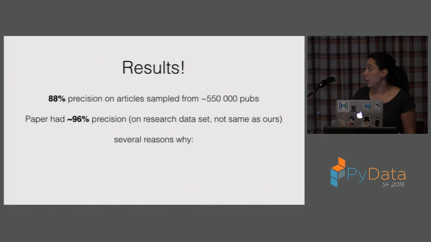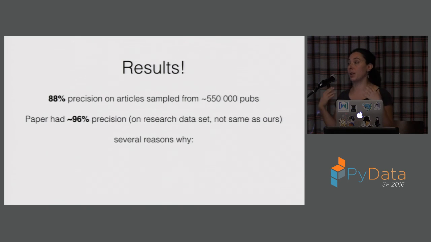Results. So this program has 88% precision on articles sampled from 550,000 publications, which is how many publications we parse in production. The paper itself had around 96% precision. I kind of very loosely averaged it because they measured it over different research data sets.